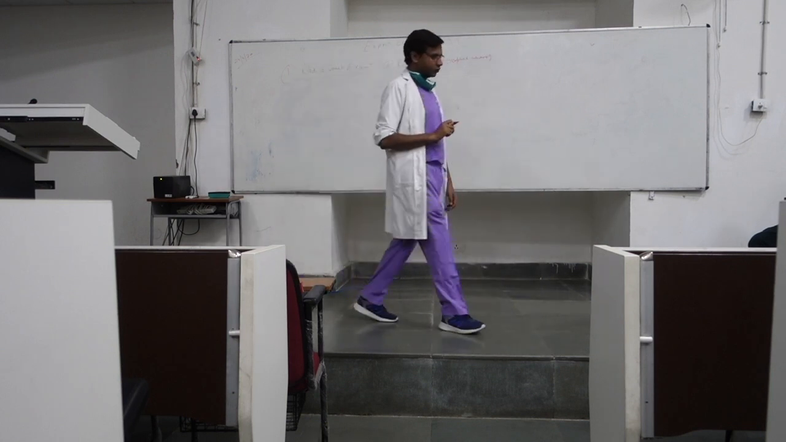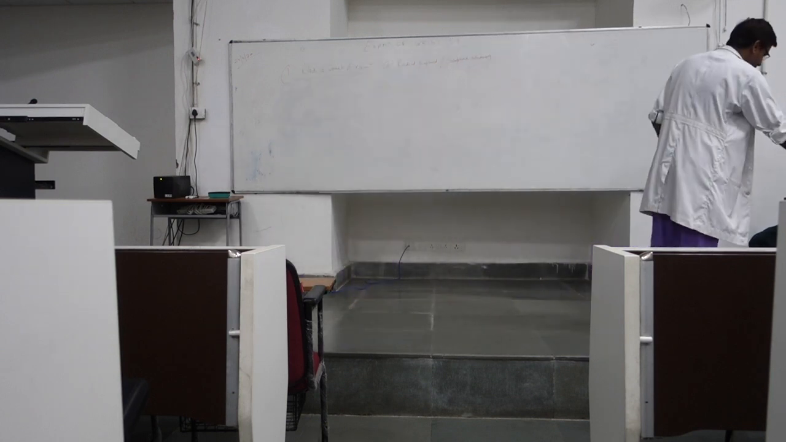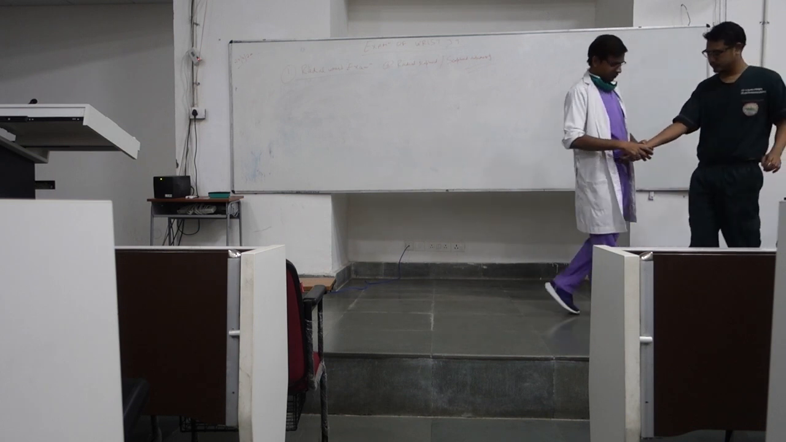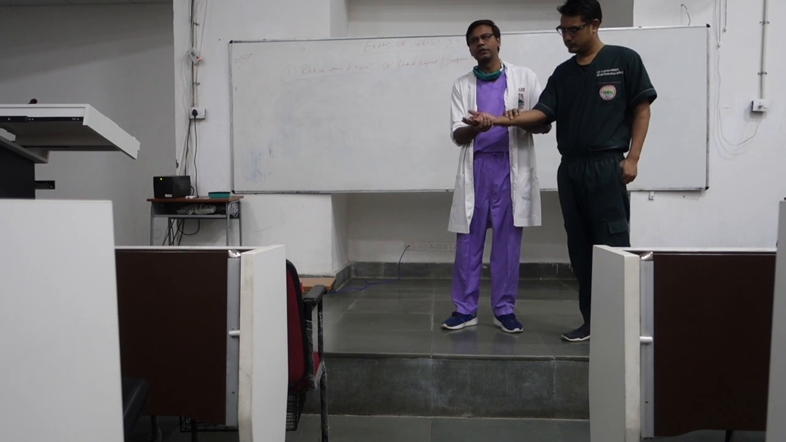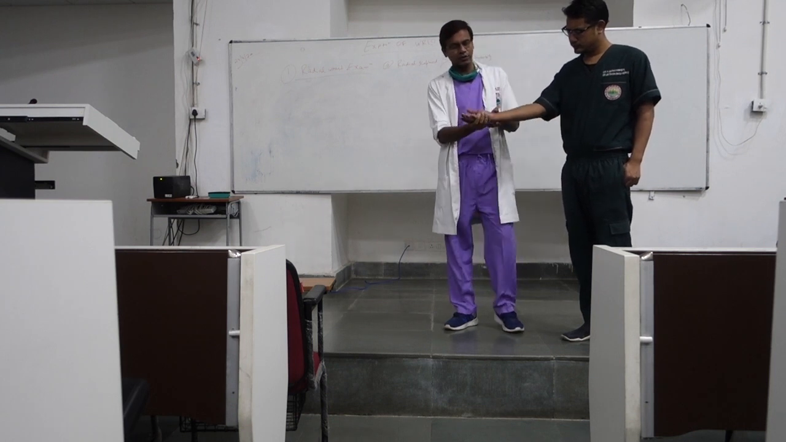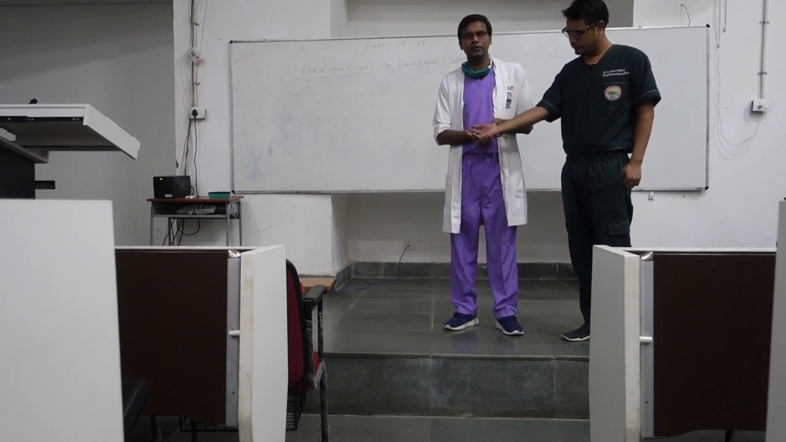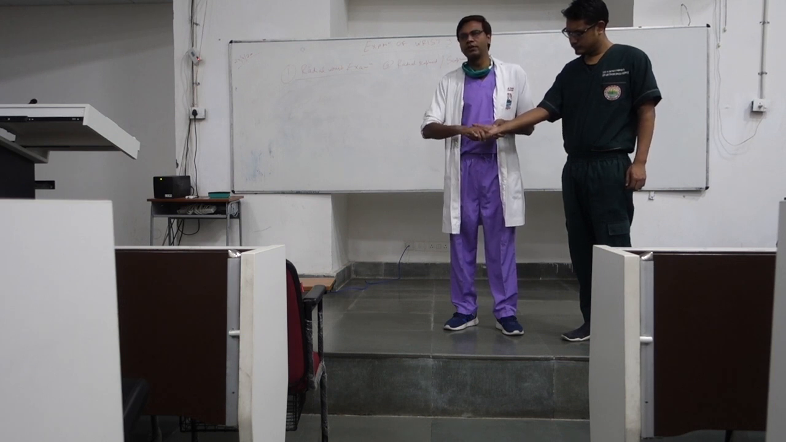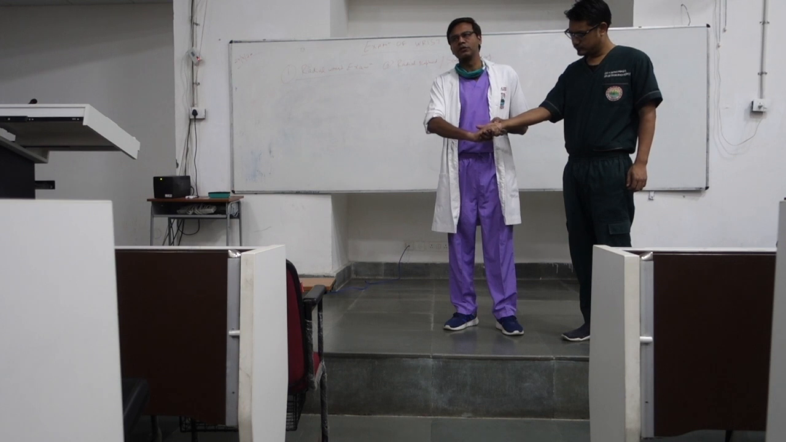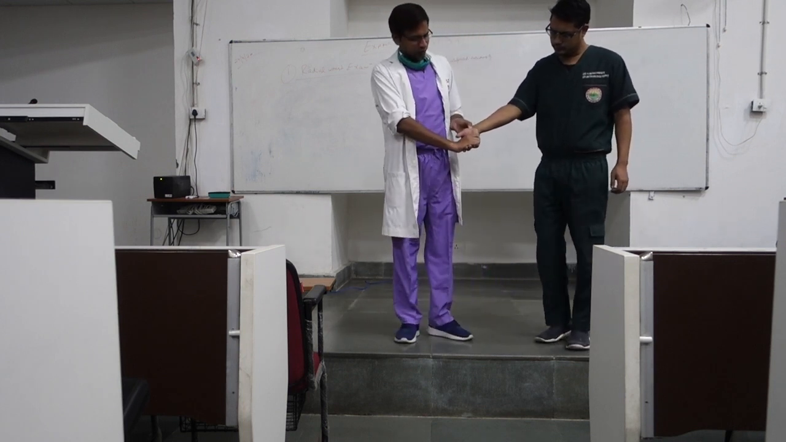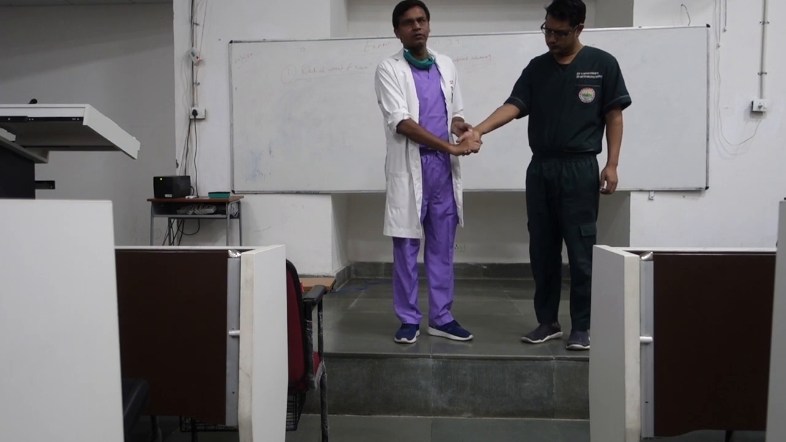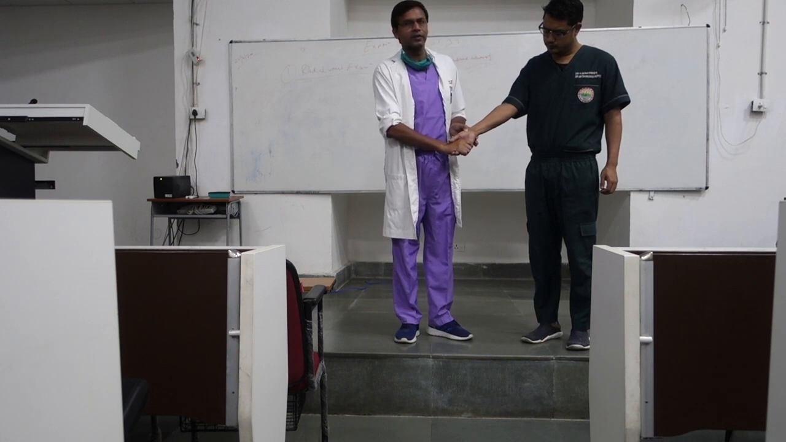Now I will do one maneuver. So what you do is, this is the right hand of the patient. Okay, so I will just palpate the scaphoid tuberosity. Now I will take the hand of the patient into ulnar deviation. Now what I will do is I will keep the pressure on the scaphoid tuberosity and try to move the wrist in radial deviation.